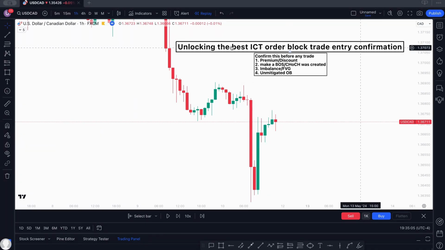Now, before you can use this, you have to confirm this whole condition, which is what? You have to confirm the zone you are marking is in the premium. That is the use of a Fibonacci. Make sure it created a BOS, that is break of structure, a CHoCH, change of character, or some people do use it as MSS. Imbalance or fair value gap. On this channel, you can see a video of an example of how an imbalance and fair value gap look like, and the order block has to be unmitigated.